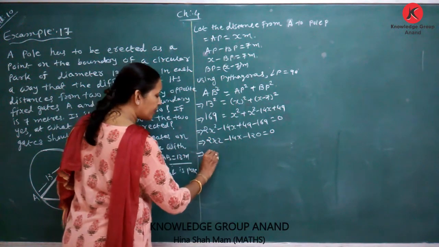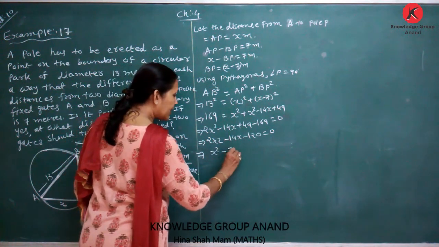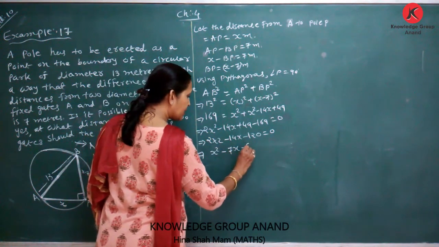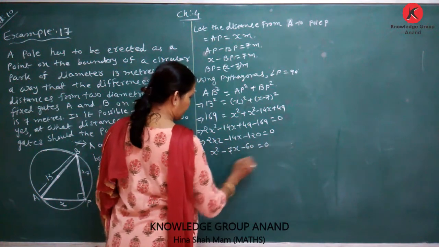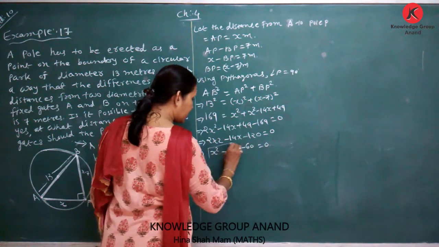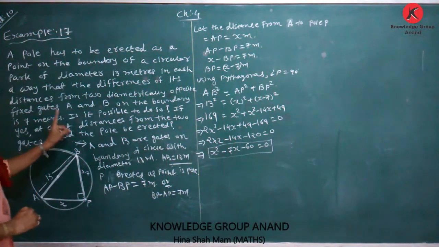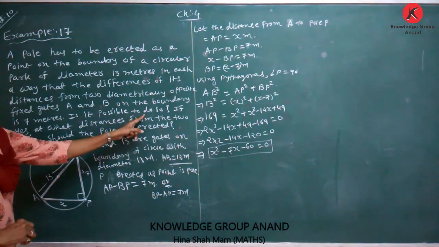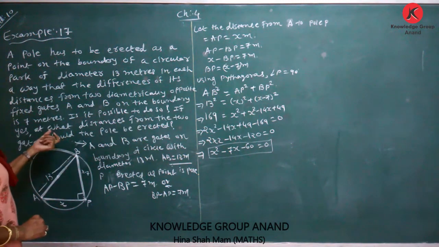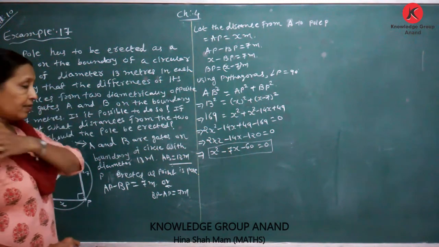Divided all terms by 2. X square minus 7x minus 60 is equal to 0, which is our quadratic equation. Here we are asked whether it is possible to do so. Then we find its discriminant.